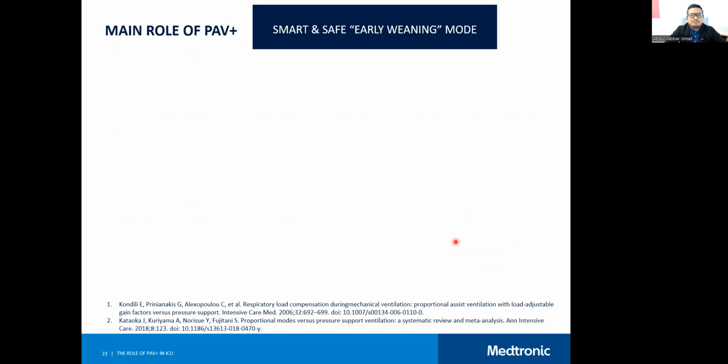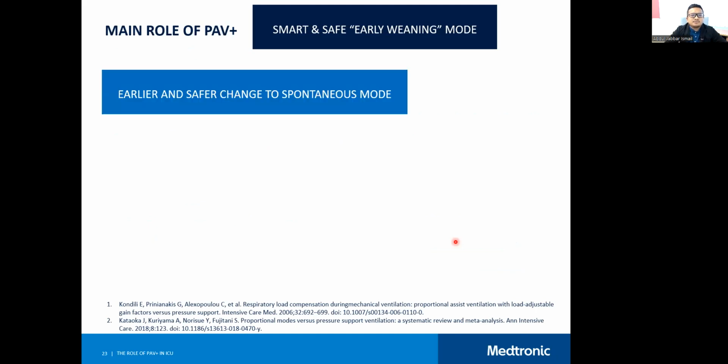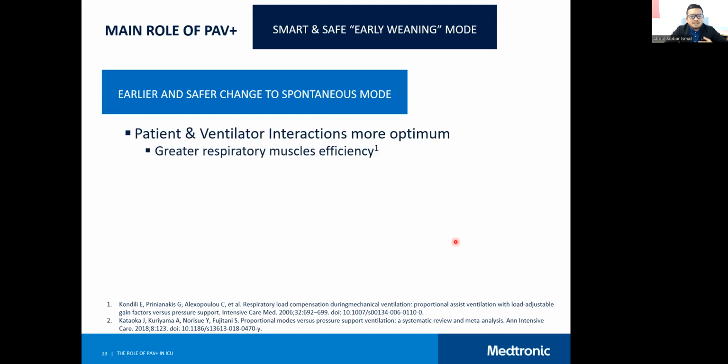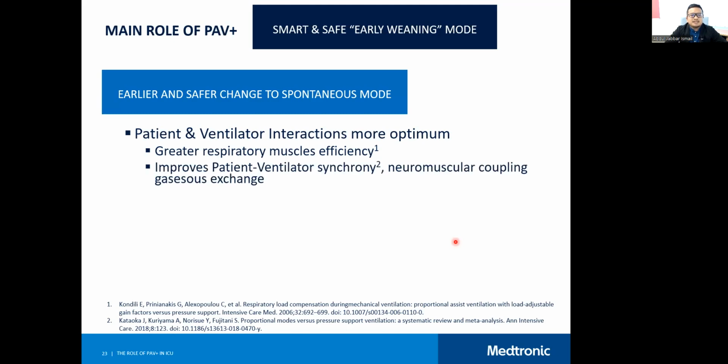So the main role of PAV plus, I can conclude, is that it is like a smart and safe early weaning mode. You can do an earlier and safer change to spontaneous mode. Patient and ventilator interaction become more optimum. Research shows that it has greater respiratory muscle efficiency, improved patient ventilator synchrony, and neuromuscular coupling in gas exchange.